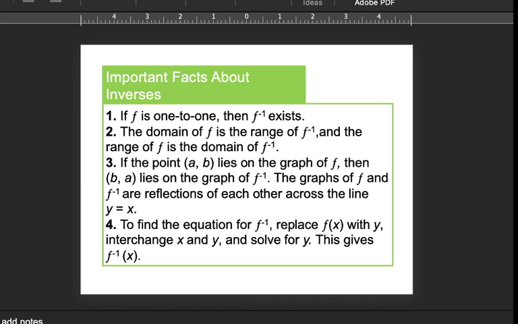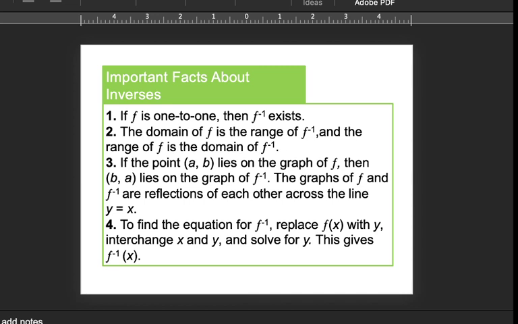Number 2 here is very important. The domain of f is the range of f inverse, and the range of f is the domain of f inverse. Let me read that again. The domain of f is the range of f inverse, and the range of f is the domain of f inverse. So basically, x, y becomes y, x, or this switching.